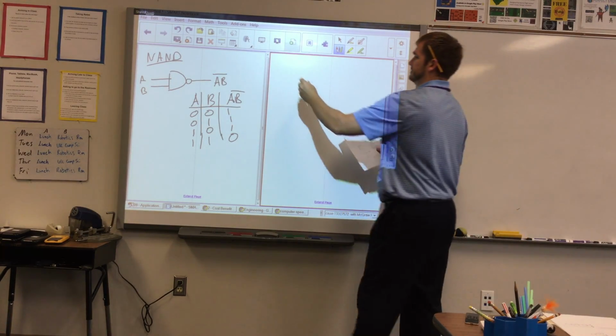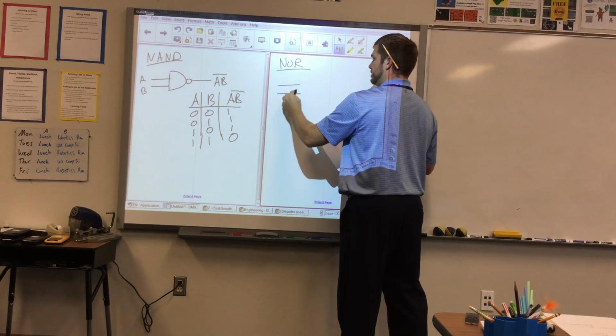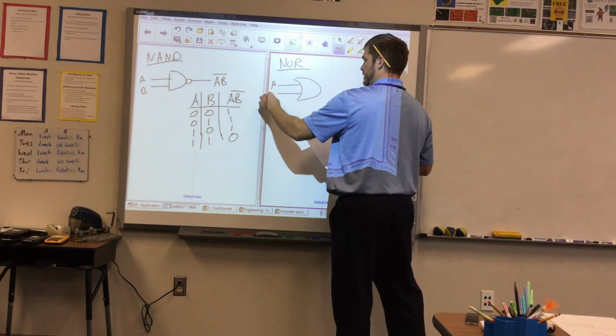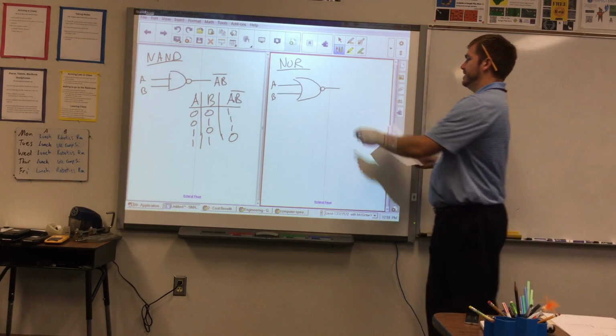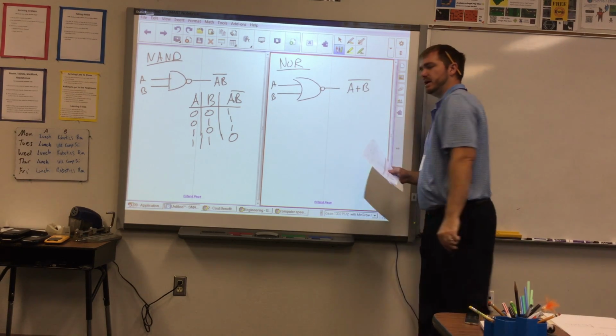And there's a NOR, which looks exactly like an OR, but there's a circle on the end. And that would look like A or B, NOT.